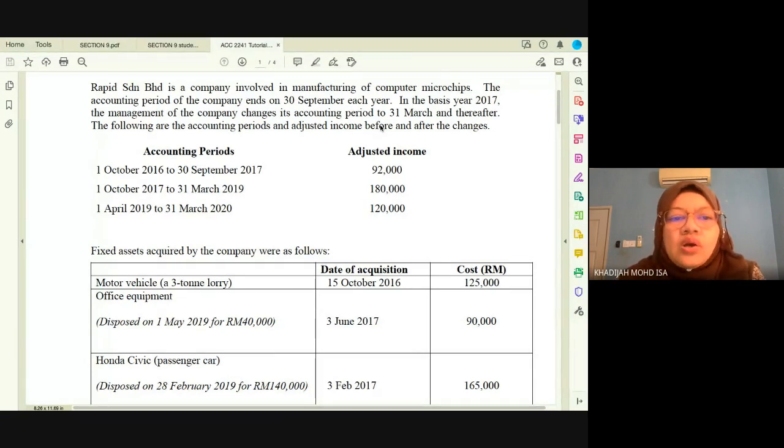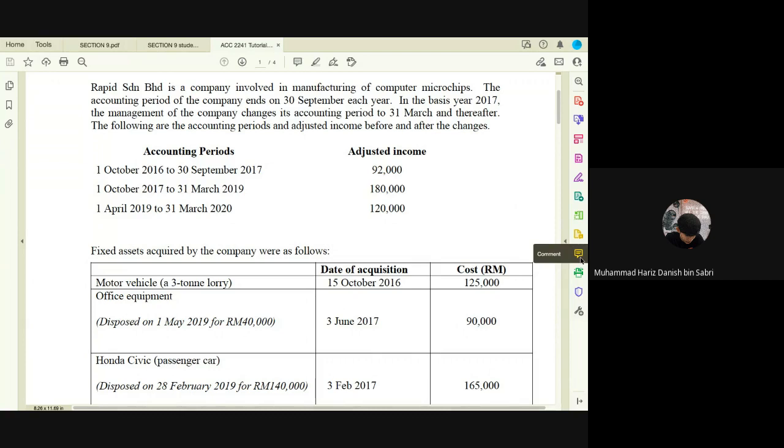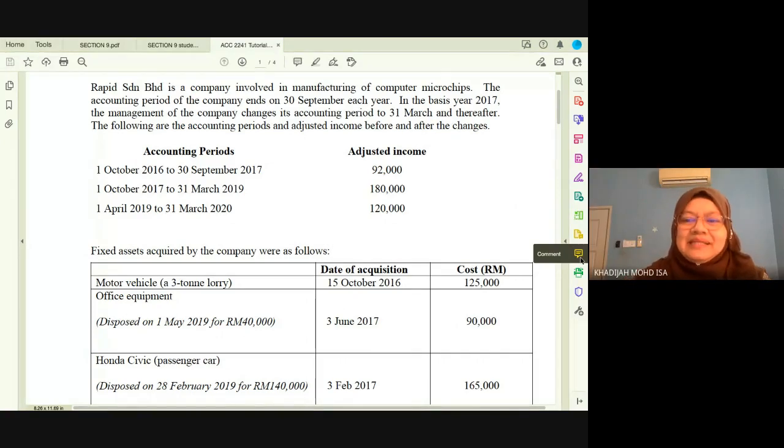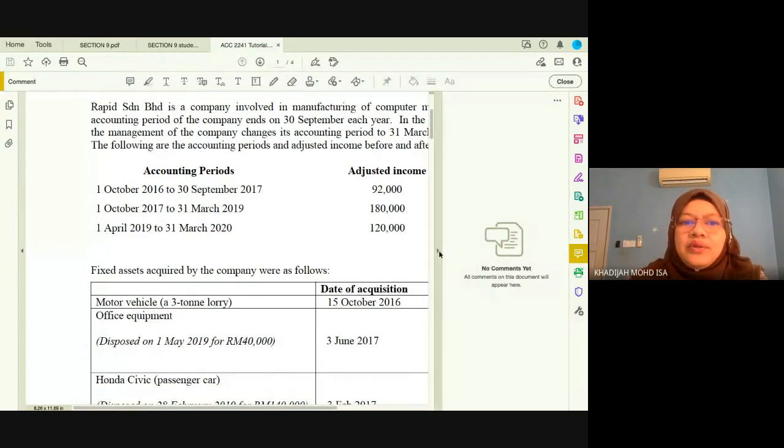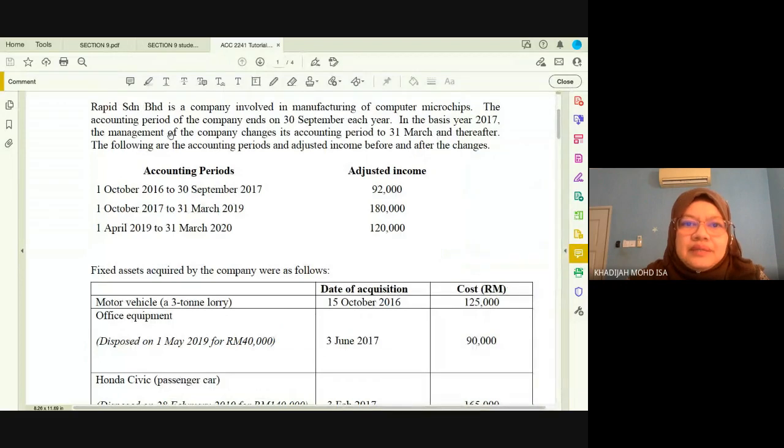So how long is the period here? How many months of the new accounting period? Anyone? 18. How many months is the new accounting period? 18 months.